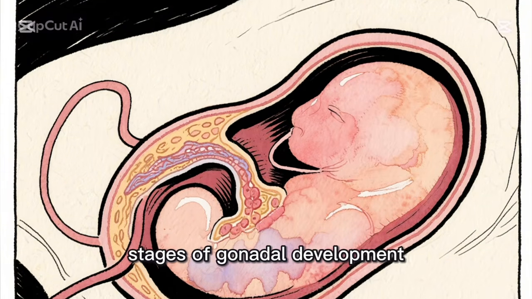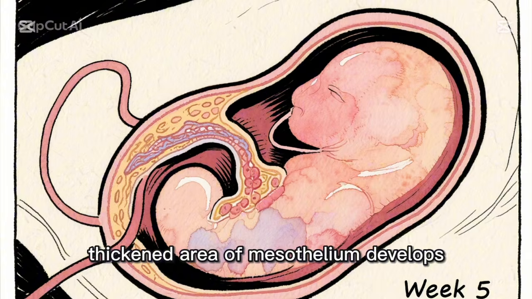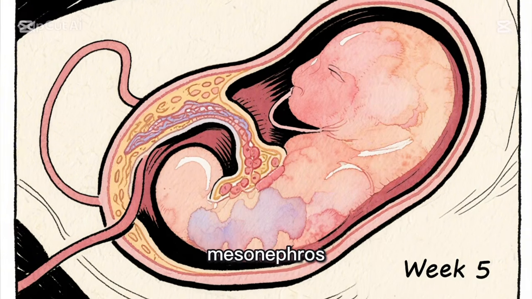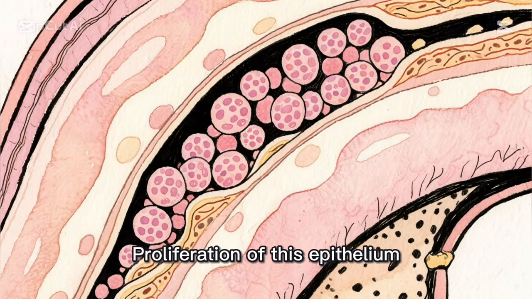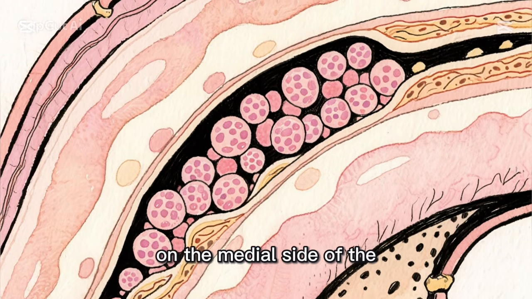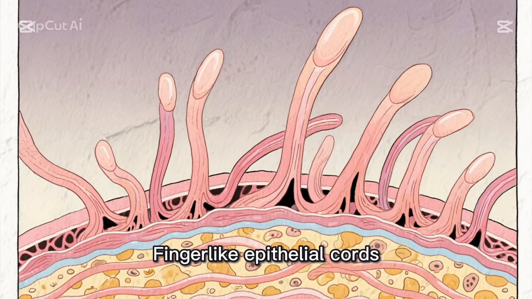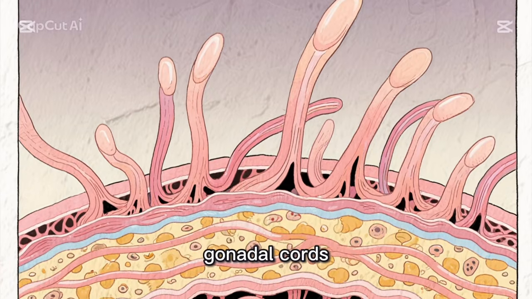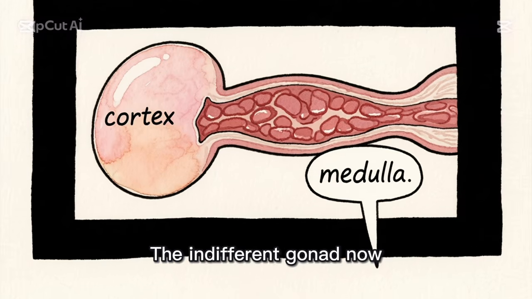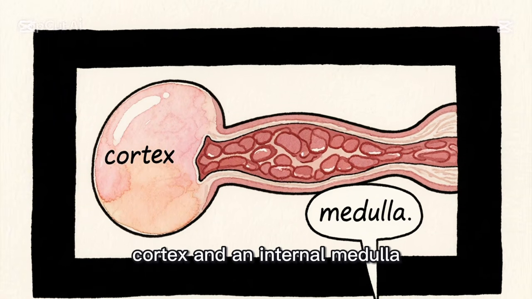The initial stages of gonadal development occur during the 5th week, when a thickened area of mesothelium develops on the medial side of the mesonephros. Proliferation of this epithelium and the underlying mesenchyme produces a bulge on the medial side of the mesonephros, the gonadal ridge. Finger-like epithelial cords, gonadal cords, soon grow into the underlying mesenchyme. The indifferent gonad now consists of an external cortex and an internal medulla.